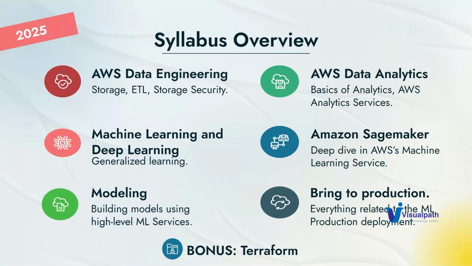how to set up SageMaker's security specifically related to either IAM or VPC. Then logging and monitoring of these SageMaker services or any other services for that matter. And if everything goes well, and if I can finish everything in time, let's say in 30 days or so, then we'd be going with a bonus section specifically related to Terraform.